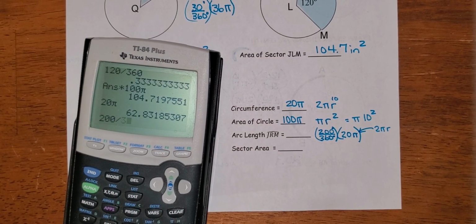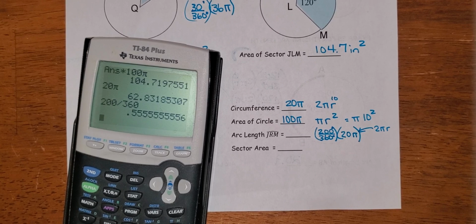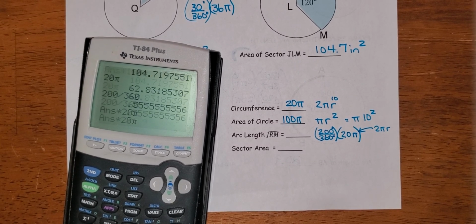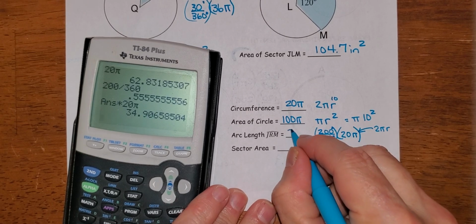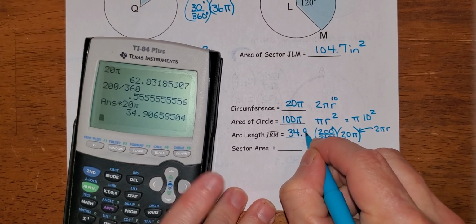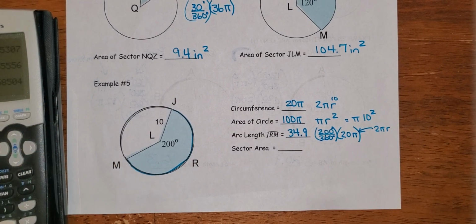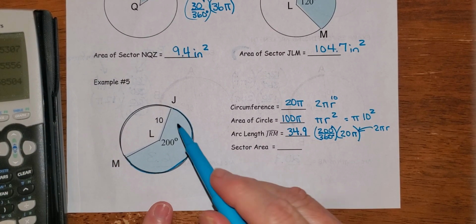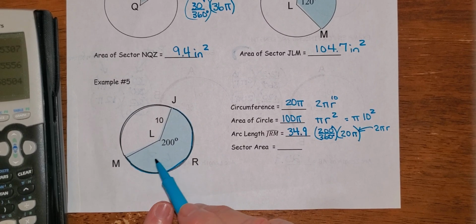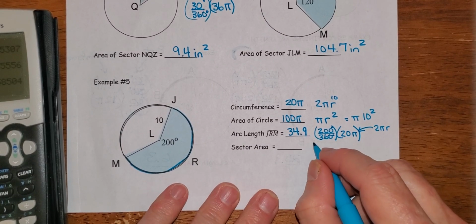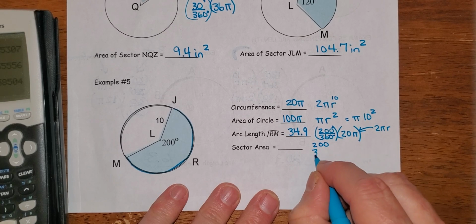So now I just put it into the calculator. 200 divided by 360, hit enter, times 20 pi, and I get 34.9. Very nice. Okay, 34.9 is the length from J all the way around to M. That's the arc length. Now the sector area is the blue part. The blue part that's shaded, that's the sector area. So once again, isn't that 200 out of 360?